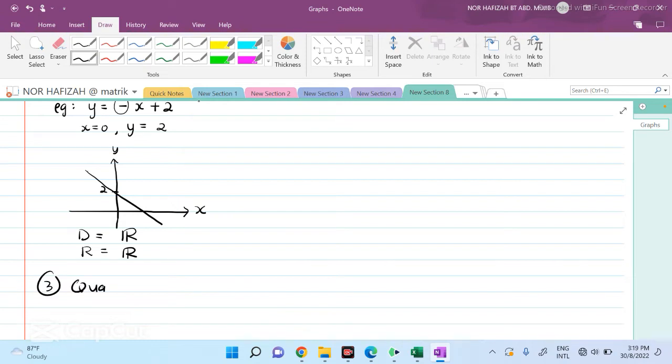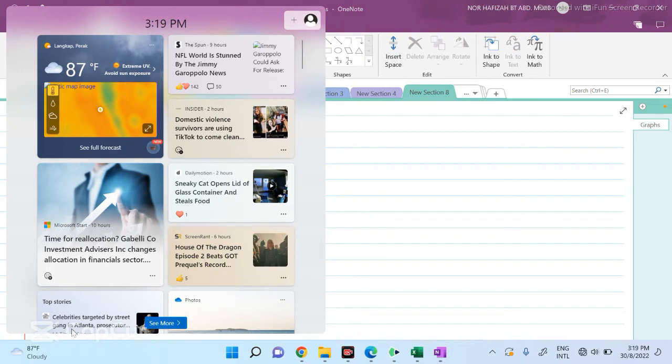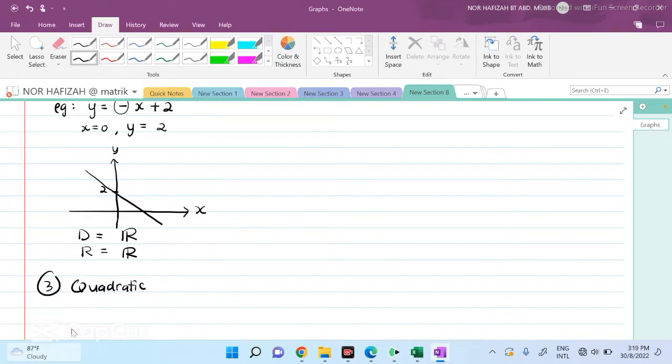Quadratic. Boleh disablekan benda ni? Tak boleh memang ada sok more.